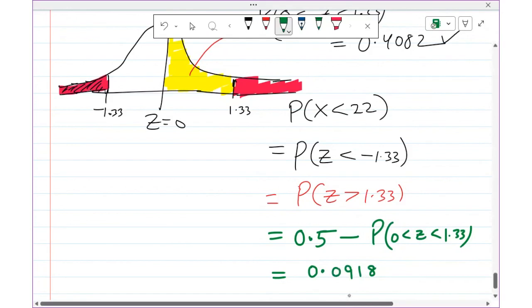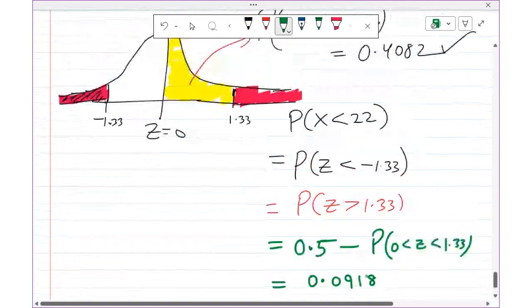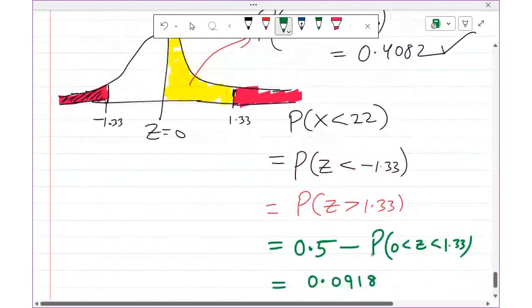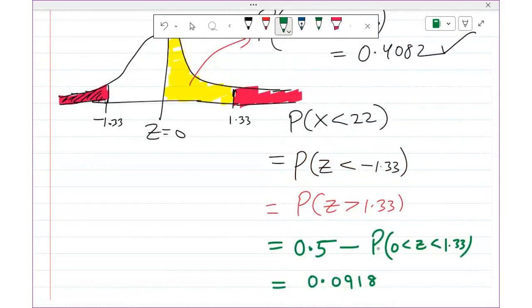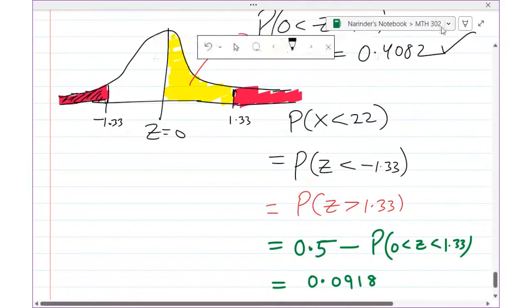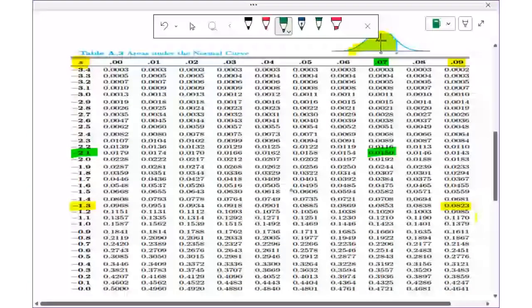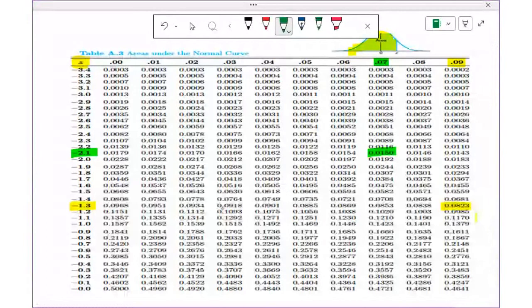So I have done it correctly, or I have done some mistake. I hope it is correct. Let me check. Let me verify my answer, because the second diagram directly gives the left side area. So 1.33. Yes, 0.0918. Okay, correct.